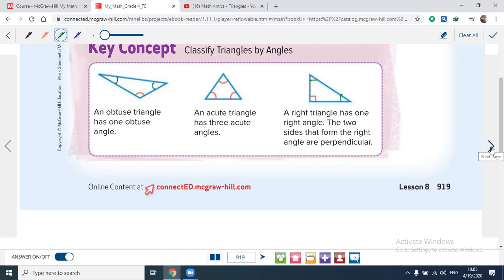Just determine all of the angles. Three acute, or two acute plus one obtuse to be obtuse, or two acute plus a square corner, which is called a right angle, to be a right triangle.